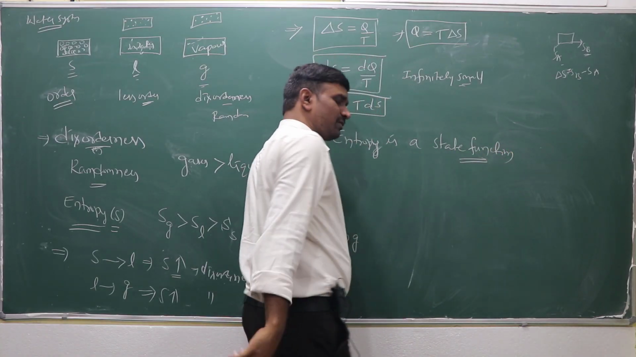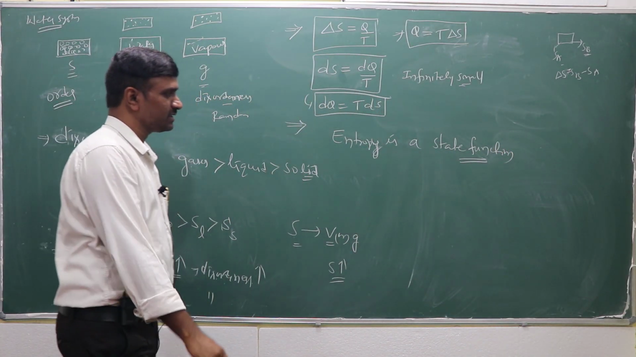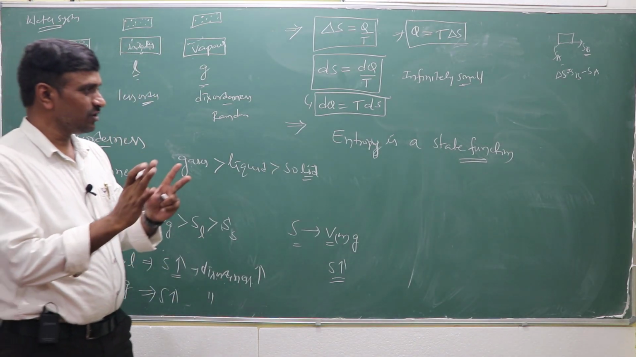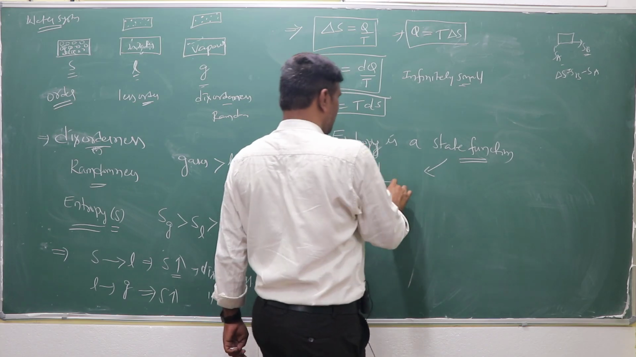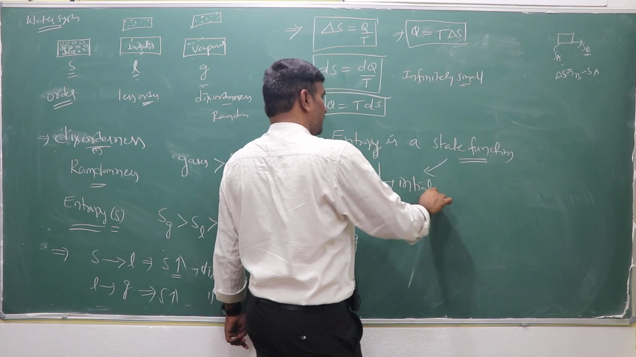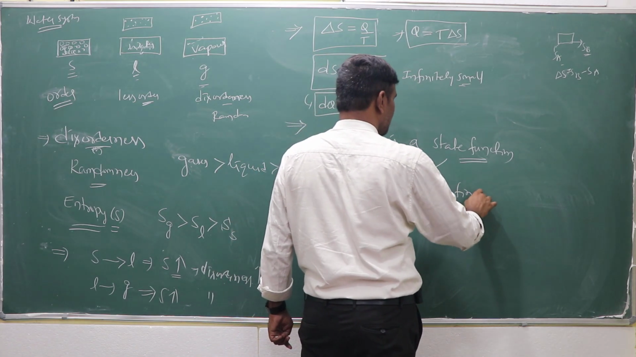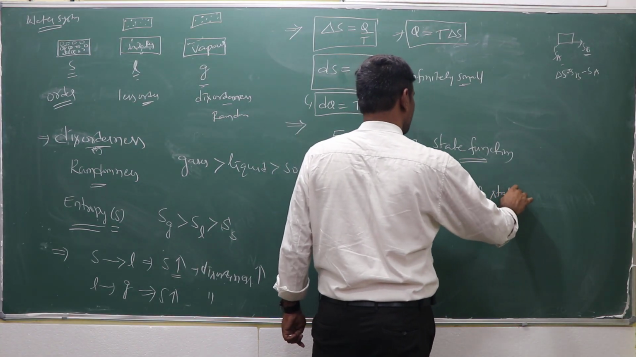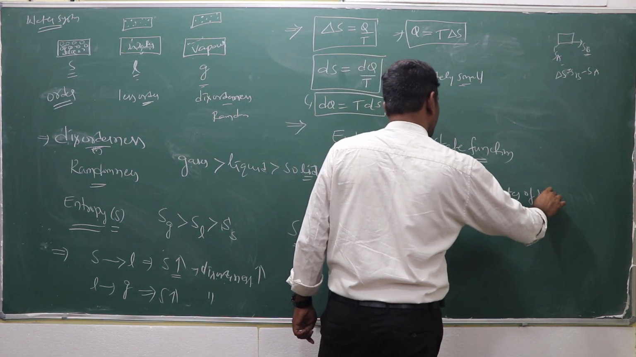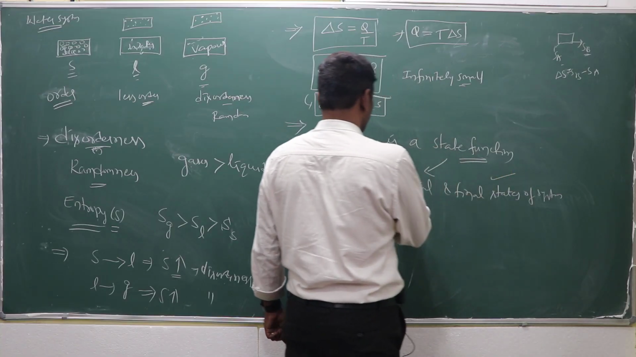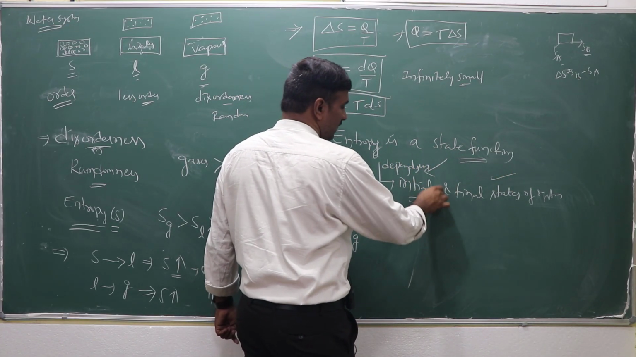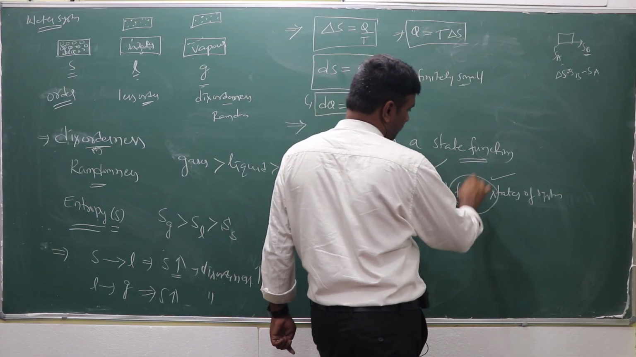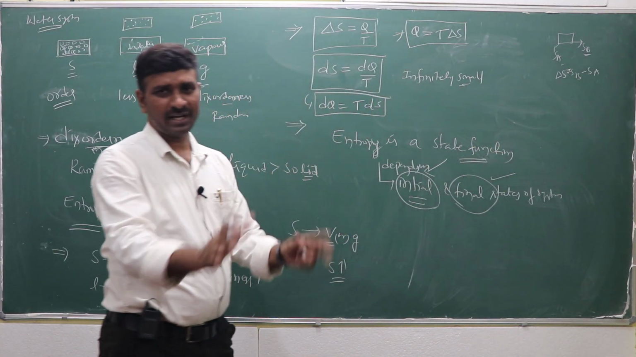Entropy is a state function, not a path function. That means entropy depends upon which one? The initial and final states of the system. What is the initial state and what is the final state of the system, not depending on the path.